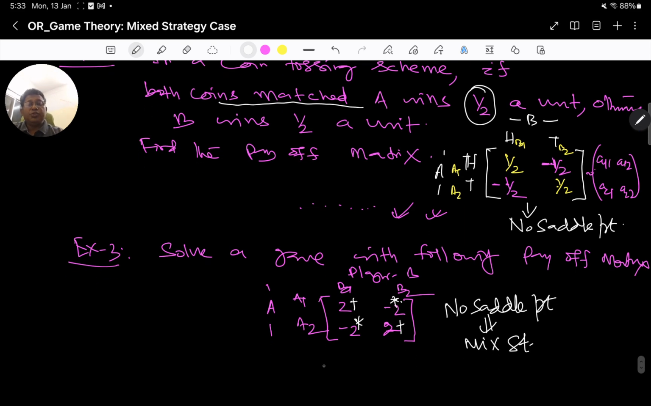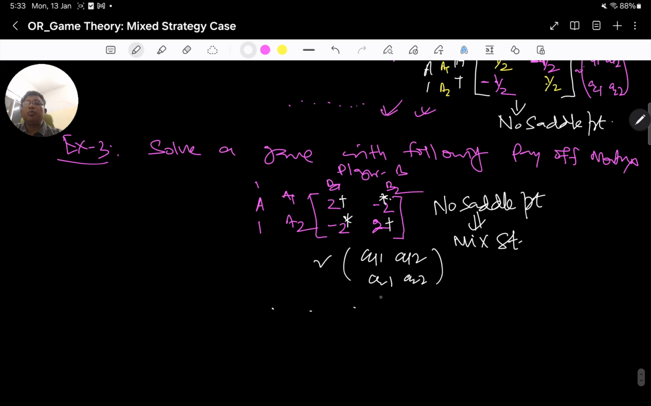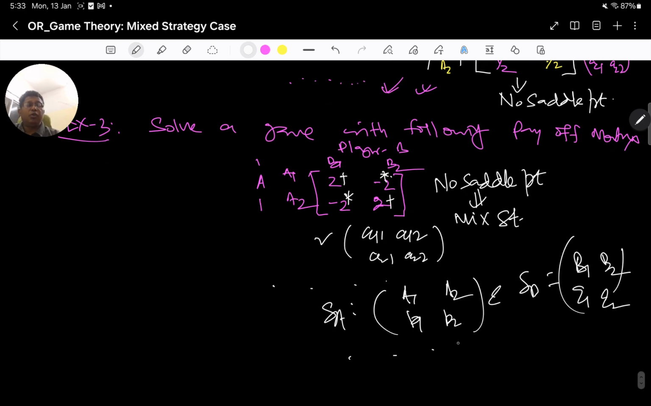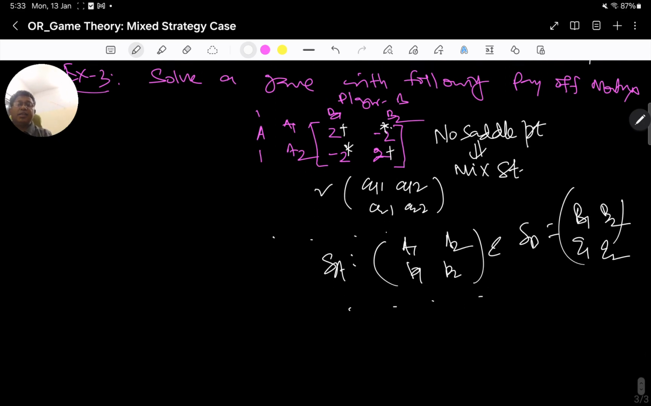Accordingly, we resemble it with A11, A12, A21, A22, and you continue. What is your SA? SA is A1, A2, P1, P2, and your SB is B1, B2, Q1, Q2, and you continue. Now, suppose you are given a matrix of higher order. A higher order matrix is given.